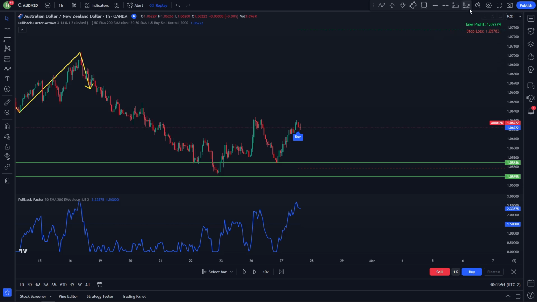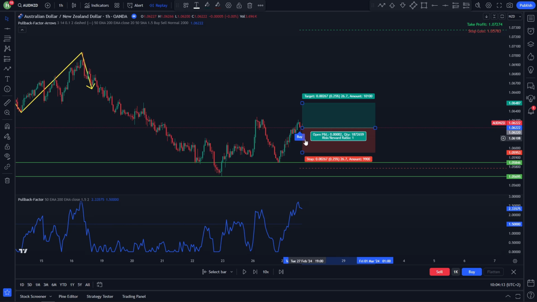minimize our risks. As with our previous examples, it is important that we wait for the candle to close to confirm the signal. While the candle is still forming, the signal might change, so it's important that you wait for it to close. Once it has closed, I will enter my buy trade.